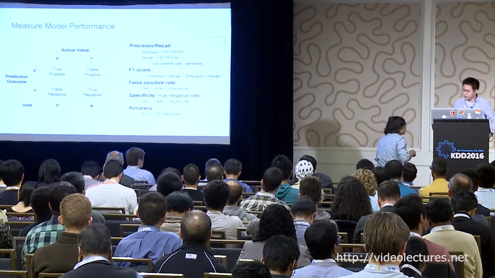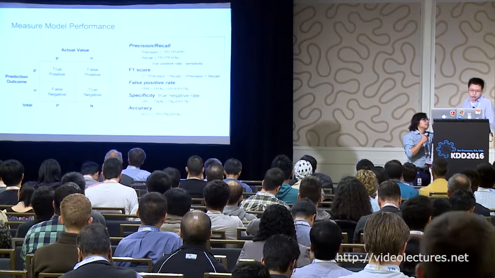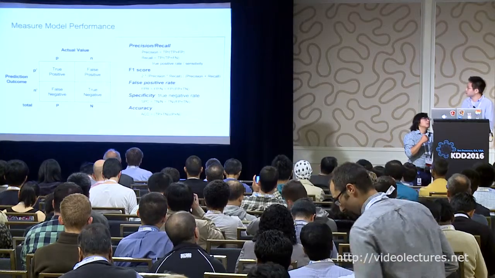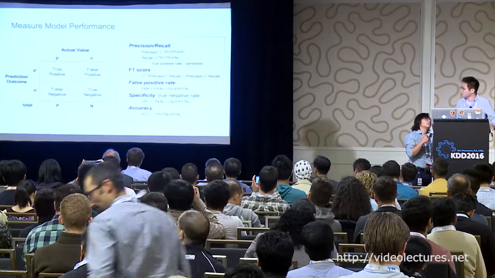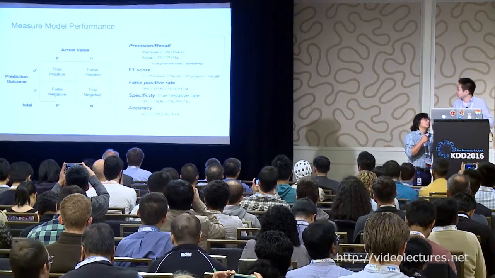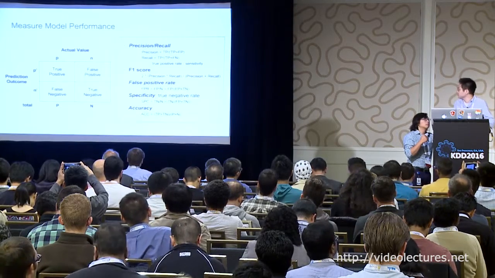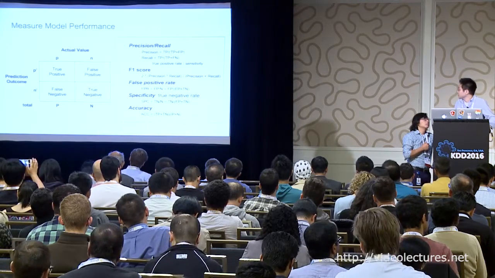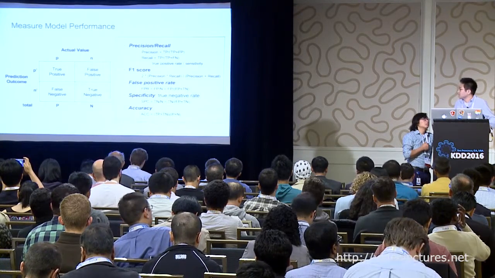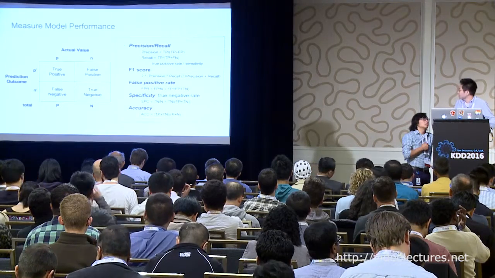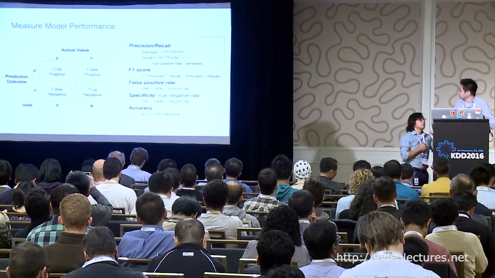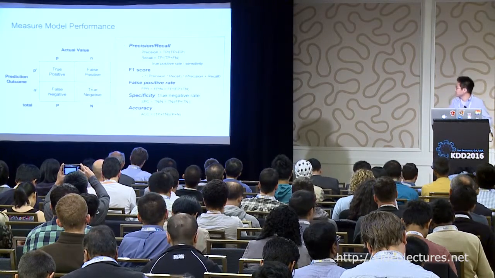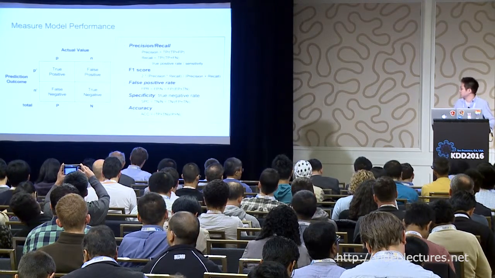Okay, so next we are going to talk about model measurements. Here I'll list some commonly used metrics to measure the performance of classifiers. I think a lot of you must be familiar with precision and recall. Precision measures the prediction accuracy for all the positive predictions, and recall measures the percentage or ratio of how many positive labels we have captured by the classifier.